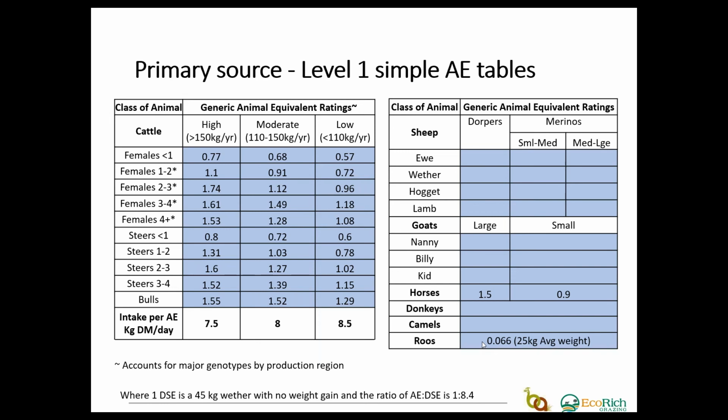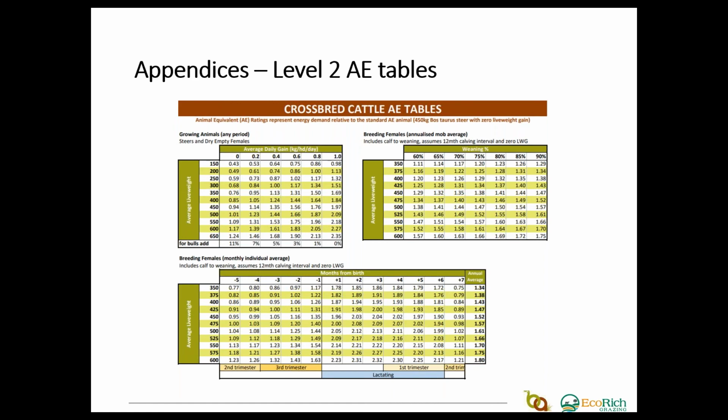So they're the tables that we plan to have in the body of the notes themselves, but in the appendices, we're going to have tables like this, the crossbred tables, adult equivalent tables that Ian mentioned a moment ago. So for those who do have accurate figures on the live weights of their animals and the weight gains of those animals, then they can use a much better adult equivalent rating figure, a more accurate one.